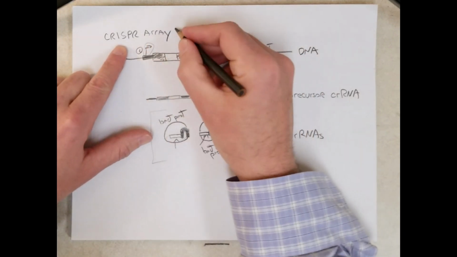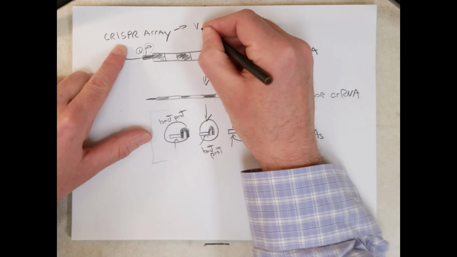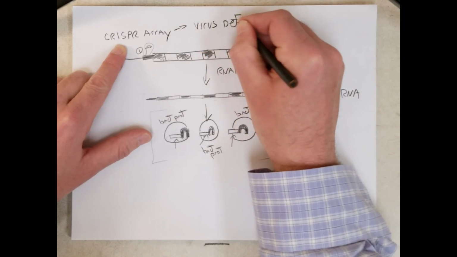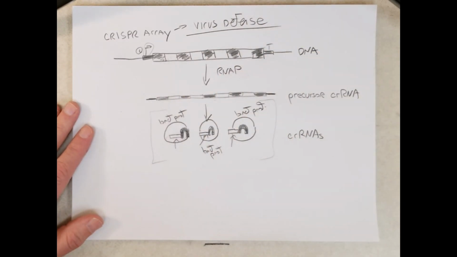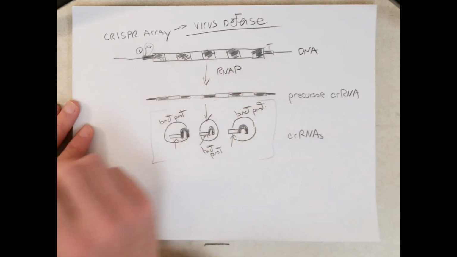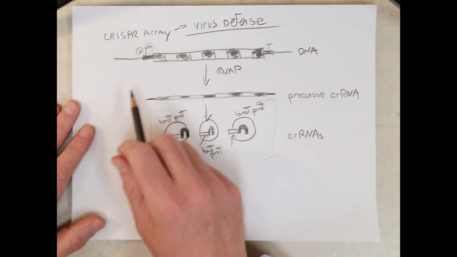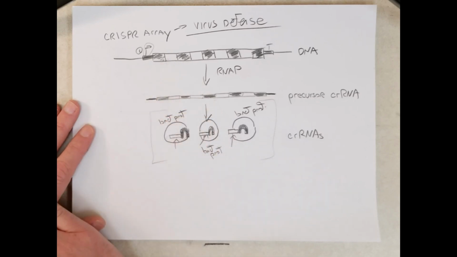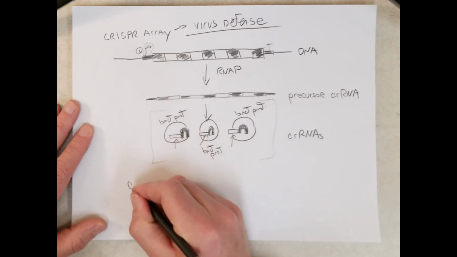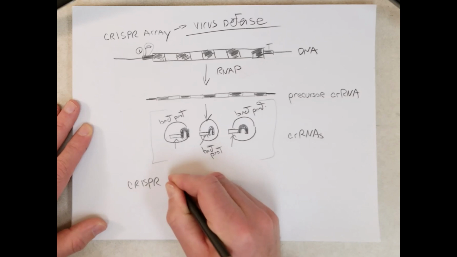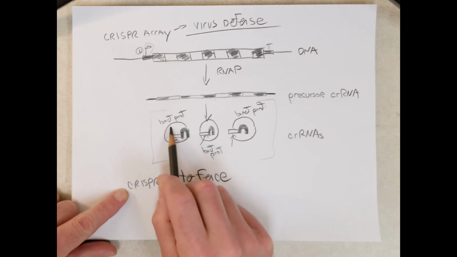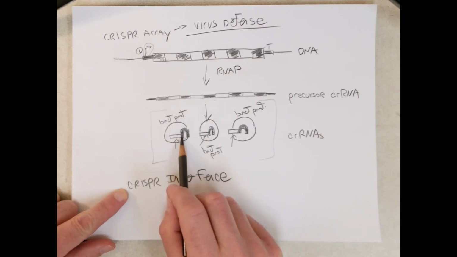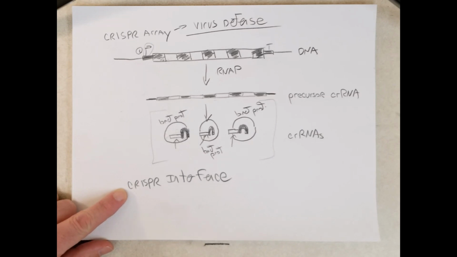So the CRISPR array is a vital component of defense against viruses. So, viral defense. Now, we talked about CRISPR adaptation, the process of adding new spacer sequences to an array, the spacers being derived from the viral DNA. CRISPR interference is the process by which bacterial proteins use the CRISPR RNAs to target viruses for cleavage.